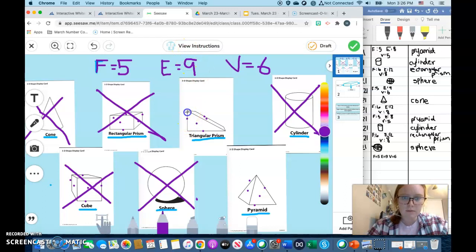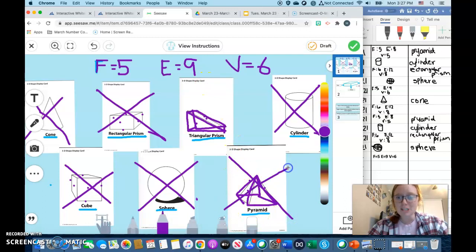So let's count. 1, 2, 3, 4, 5, 6, 7, 8, and 9. I'm not the greatest at 3D shapes, but we have 9 edges, so this one checks out. Now let's count our pyramid. 1, 2, 3, 4, 5, 6, 7, 8. Ooh, our pyramid only has 8 edges. Does it meet our clue? So it's not our pyramid.